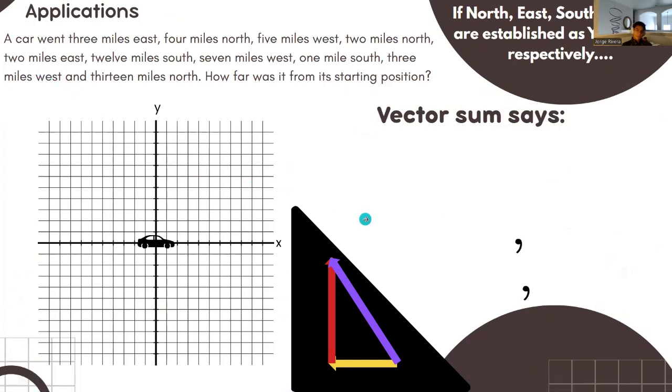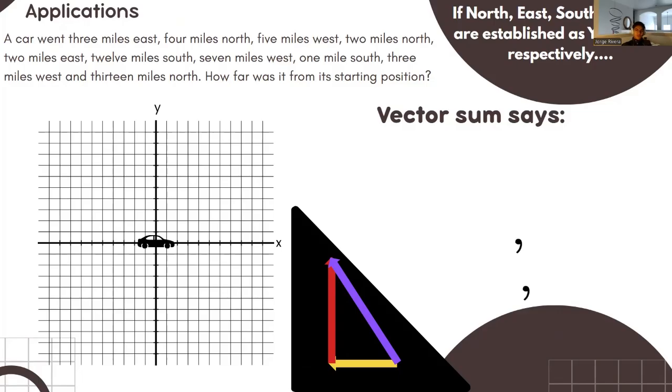So applications. A car went 3 miles east, 4 miles north, 5 miles west, 2 miles north, 2 miles east, 12 miles south, 7 miles west, 1 mile south, 3 miles west, 13 miles north. How far is it from the starting position? You may say, oh wow, that's a lot. That's too much information.